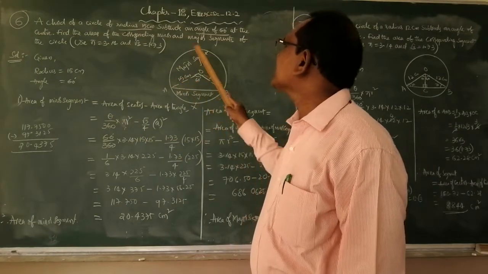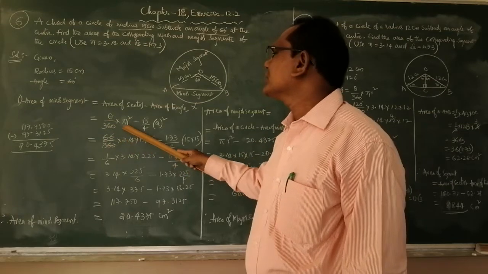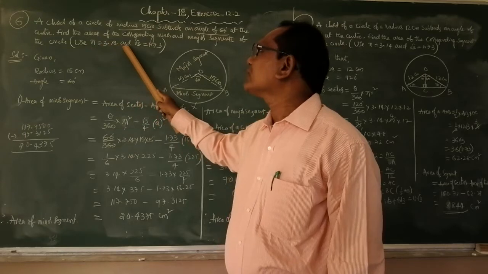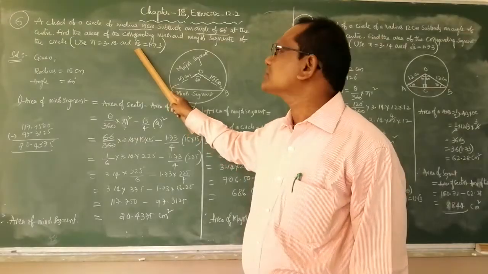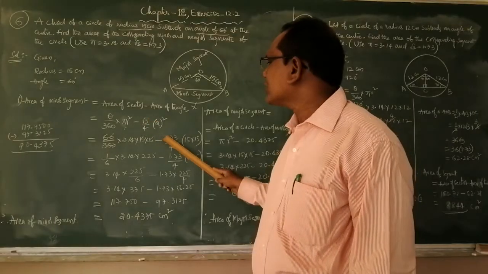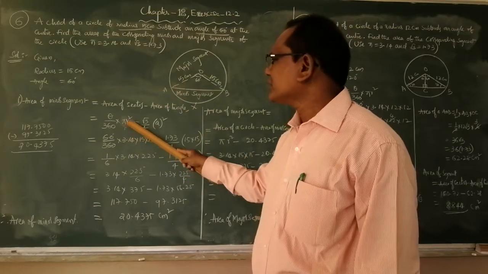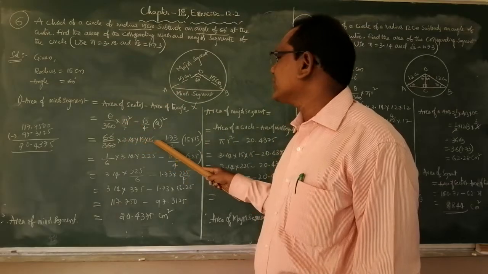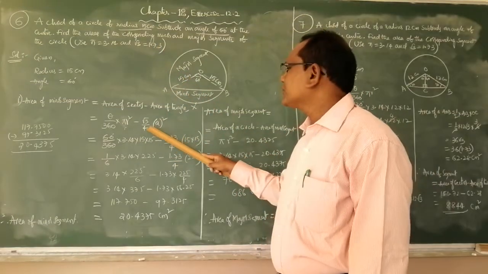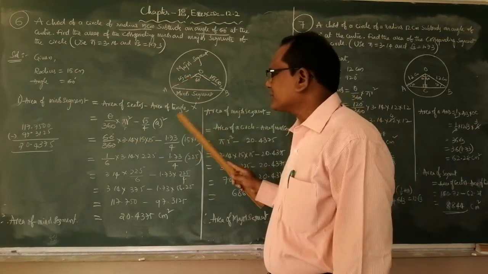Theta means the angle subtended, which is 60 degrees. So 60 by 360 into pi. The values are given in the bracket: use pi equals 3.14 and root 3 equals 1.73, children. Pi is 3.14, radius is 15, so r square is 15 into 15, minus root 3, value 1.73, by 4 into a square, where the side of the equilateral triangle is 15, so 15 into 15.